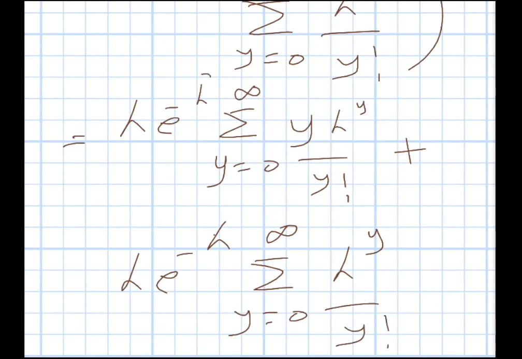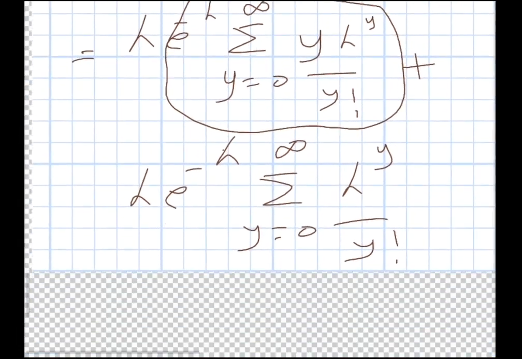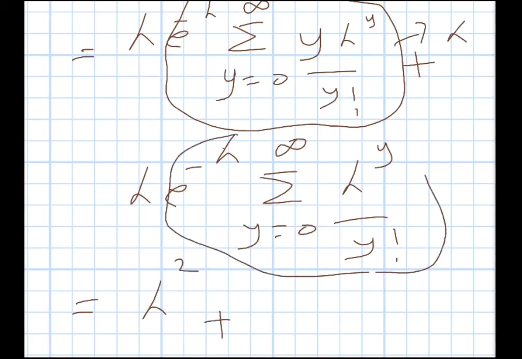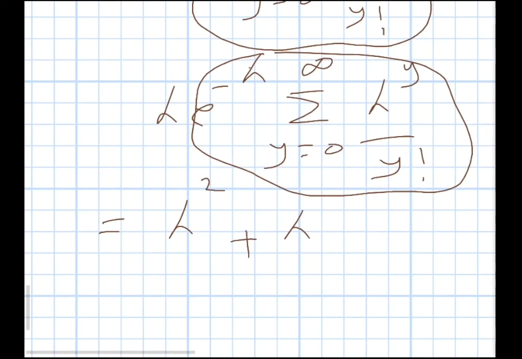Now the first summation, what is it? This is just the mean, which is equal to lambda. So lambda squared plus, and the second is equal to what? This is just the sum of the probability distribution. So it is lambda times 1, which is lambda. So this is our second moment.